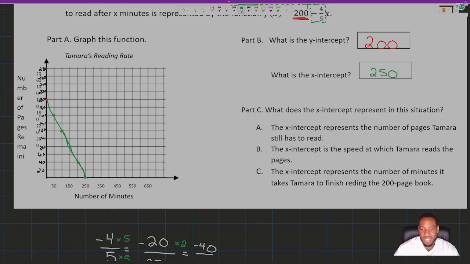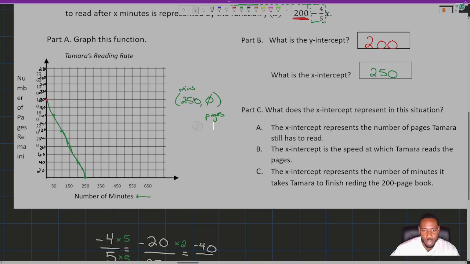And then they ask us, what does the x-intercept represent in the situation? So the x-intercept here is where our y value is 0. So that is 250 on the x-axis and 0 on the y-axis. The x-axis represents the number of minutes, and the y-axis represents the number of pages that remain. So what this point tells us is that at 250 minutes, we have 0 pages left to read, or in other words, we finished the book.